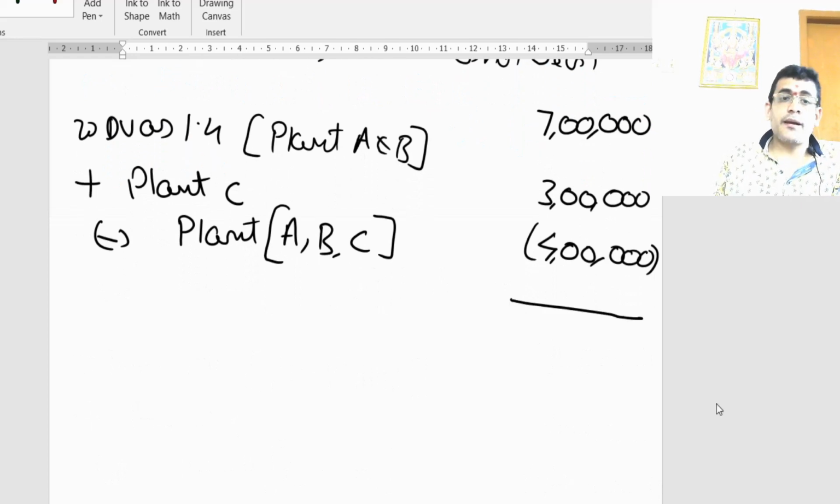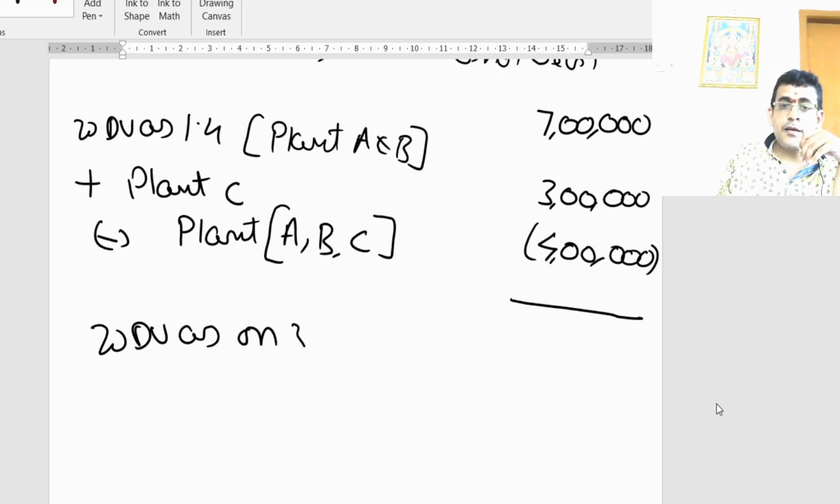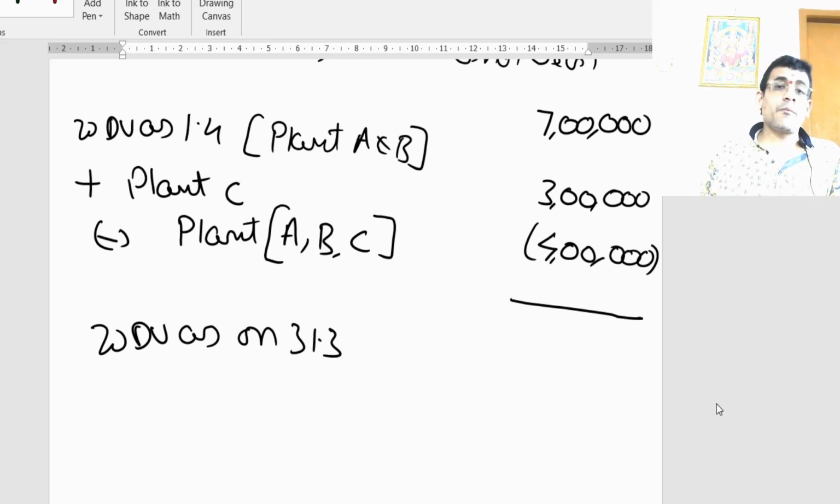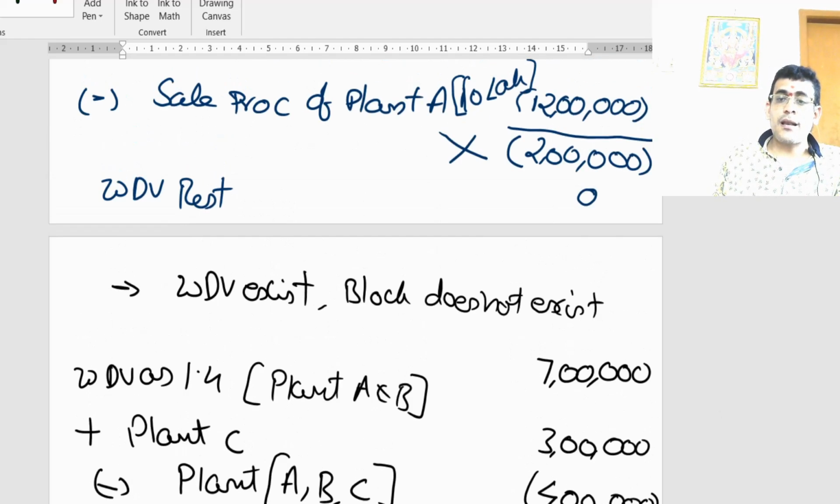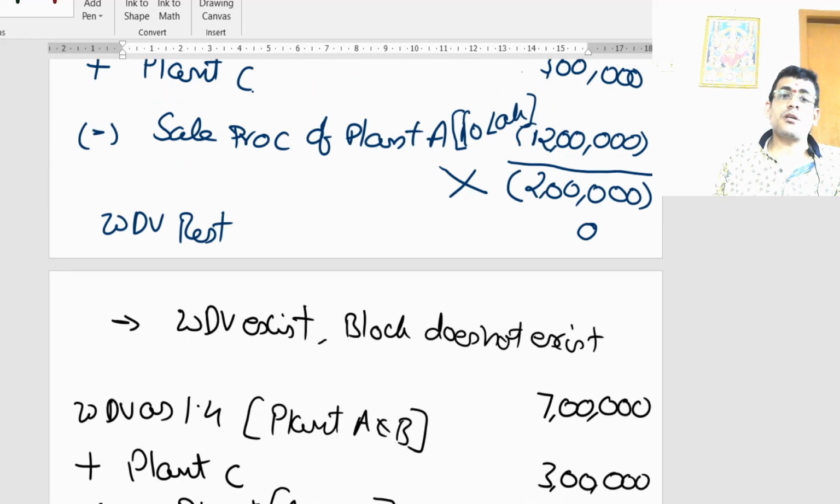Now if I calculate WDV as on 31st March, what is our WDV? 7 plus 3 is 10, 10 minus 4 is 6. So ultimately my WDV as on 31st March is going to be 6 lakhs. Now if you read the line of your second exception, WDV exists, 6 lakhs, block does not exist. You had plant A and plant B, you purchased plant C, you had 3 plants, all 3 plants were sold, WDV is not there. So WDV is there but block is not there.